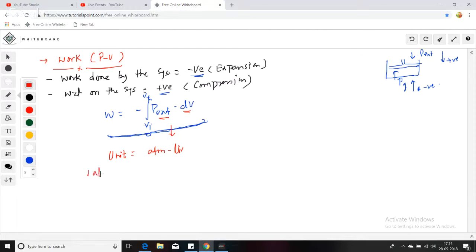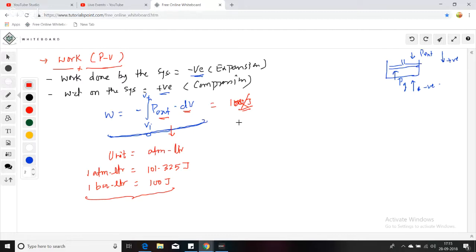1 atm liter you have to convert to joule, equating it with 101.325 joule. Or if the pressure is in bar, then 1 bar liter equals 100 joule, which you have to substitute. Usually if you get 100 atm liter, they will give 100 joule also in the options. In a hurry we generally take 100 joule, so don't make a mistake over here. Unit conversion is also important.